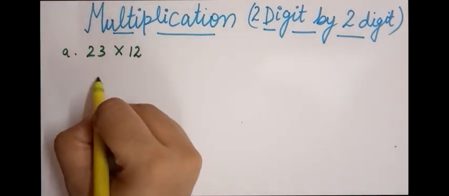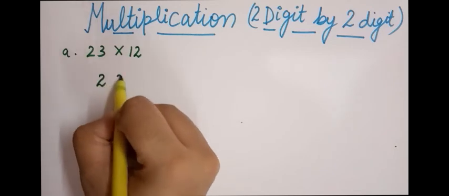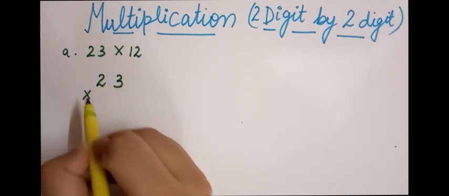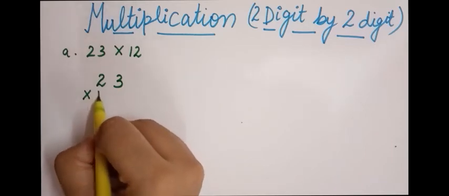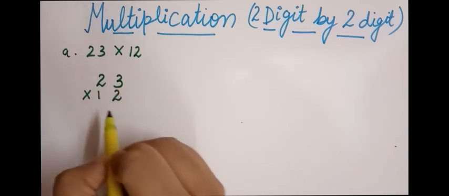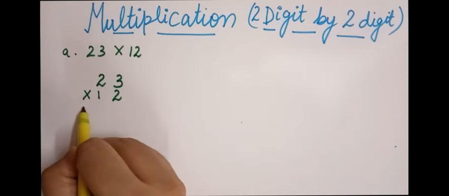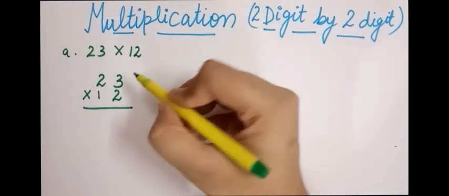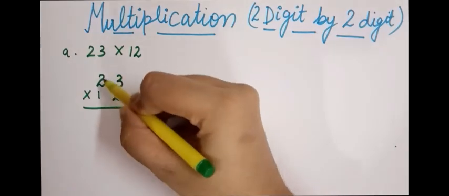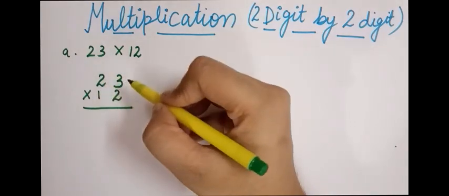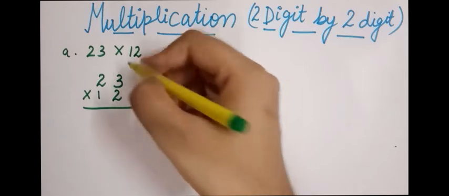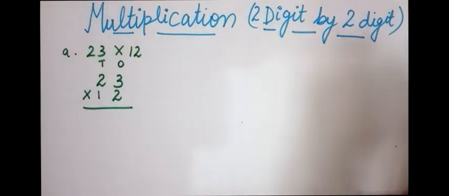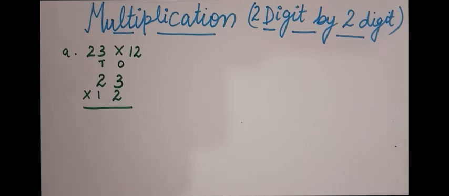So 23, I can write it as 2, 3, 23. Then I'll be using the multiplication symbol down here, and I'll be writing 1, 2, 12. After that I've sketched a line. Keep in mind that we have to write one digit below the other. After that we'll be writing the correct places at the top. So this is ones place and this is tens place.